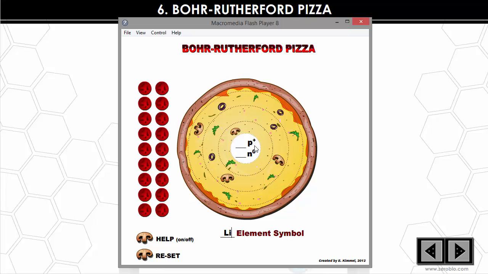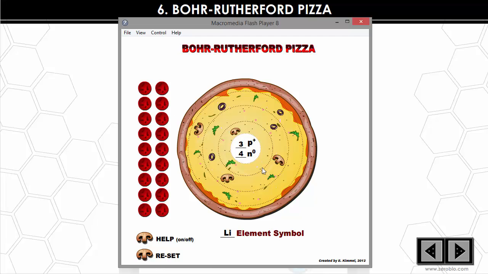Now, in the nucleus, there are protons and neutrons. The atomic number for lithium was 3, so I'm going to put a 3 there. The mass number was 7. We rounded it to 7. 7 minus 3 is 4 neutrons. So I'm just going to type a 4 in there. And that's how we illustrate the protons and neutrons. Instead of dragging things in, I've just put the numbers.